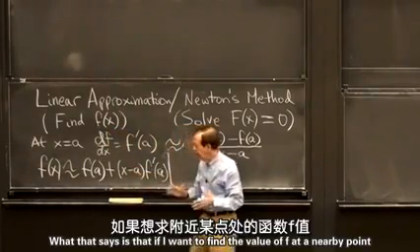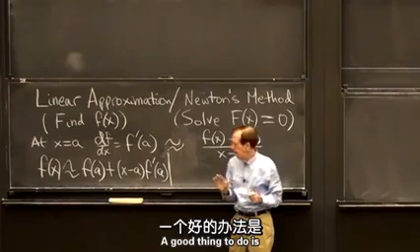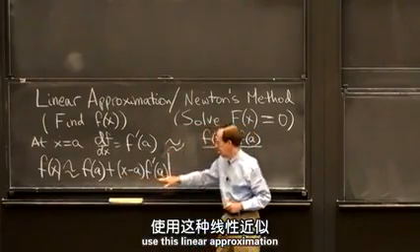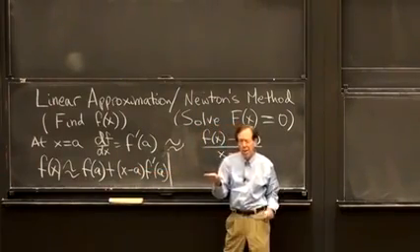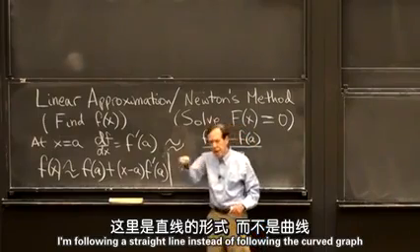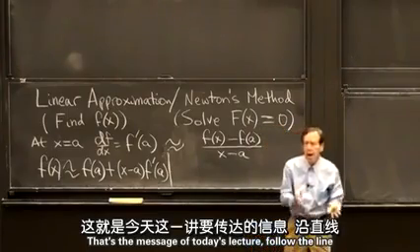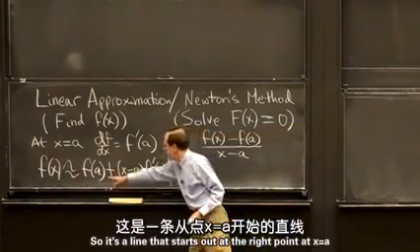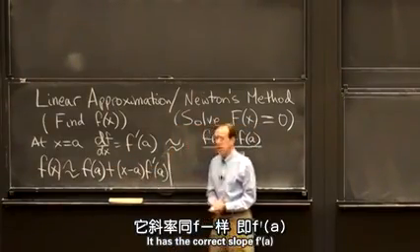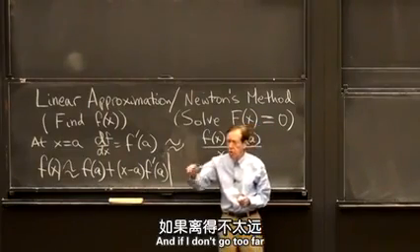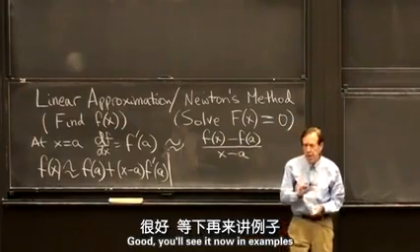What that says is that if I want to find the value of f at a nearby point, a good thing to do is use this linear approximation. I use the word linear because the graph of that is a line. I'm following a straight line instead of following the curved graph. That's the message of today's lecture. Follow the line. So it's a line. It starts out at the correct point at x equal a. It has the correct slope, f prime of a. And if I don't go too far, that line won't be too far from the curve. Good. You'll see it now in examples.